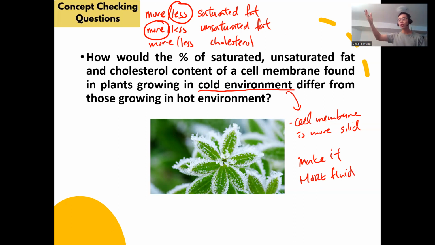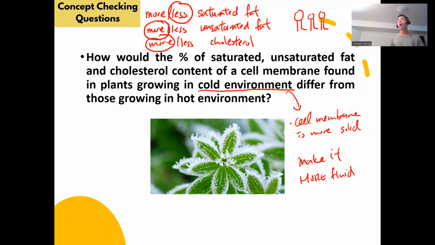Think back to our drawing. That means you will have more phospholipids with a kink in it, so that way it could be more fluid. What about cholesterol? Do we want more cholesterol or less cholesterol? What do you think? That's right, also more, to make it more fluid. So these are the adaptations you would expect to see in a plant that is growing in a cold environment.